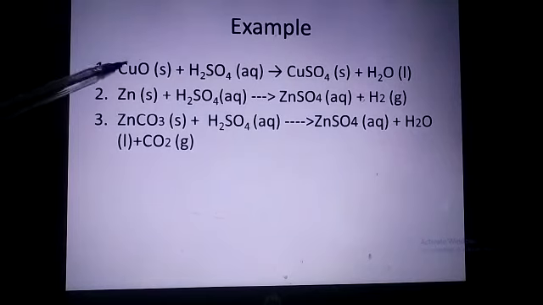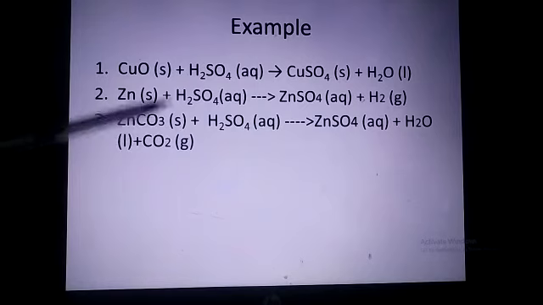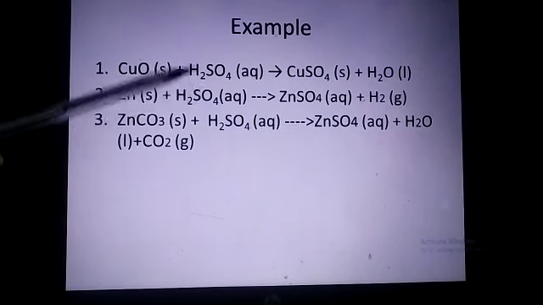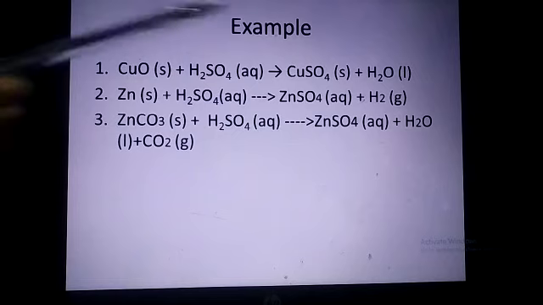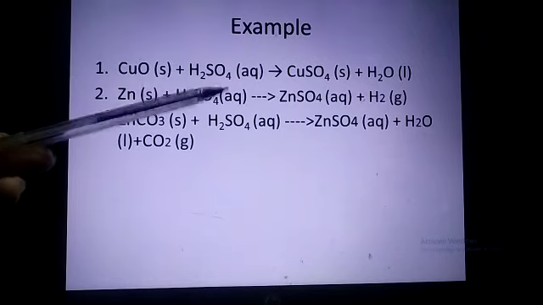Some examples are given. Copper oxide solid, which is insoluble; zinc, insoluble; zinc carbonate, insoluble. All three are insoluble, and we mix them with an acid such as H2SO4, sulfuric acid, or it could be HCl, hydrochloric acid. So this is one of the methods in which we can prepare a soluble salt, by using these insoluble reactants with acid.